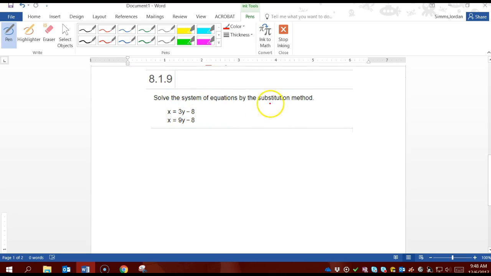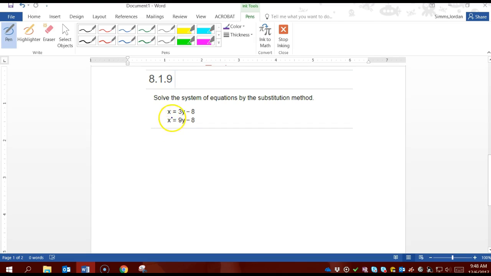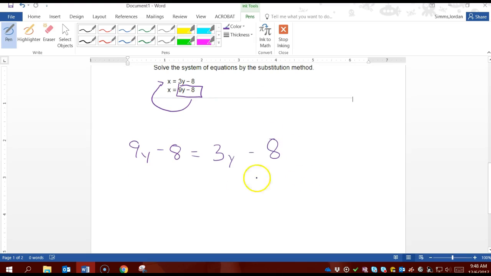Second one you asked, let's do this one by the substitution method. I'll get a new color because I'm bored. Basically, both of these are in terms of x. So we're going to take 1. We know that x equals 9y minus 8, and we'll just jam that into the top one for x. So I'm going to have 9y minus 8 equals the rest of this, 3y minus 8. And then we'll just solve using algebra. I'll minus 3y from both sides, and I'll add 8 over here just to get rid of that. Do it in 2 steps.